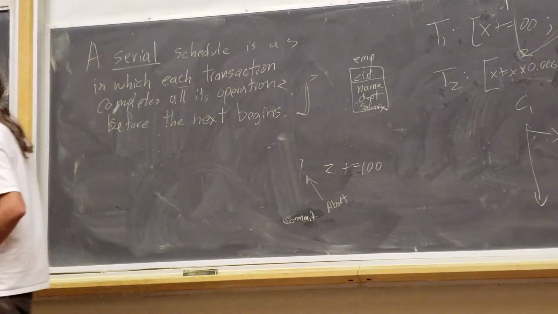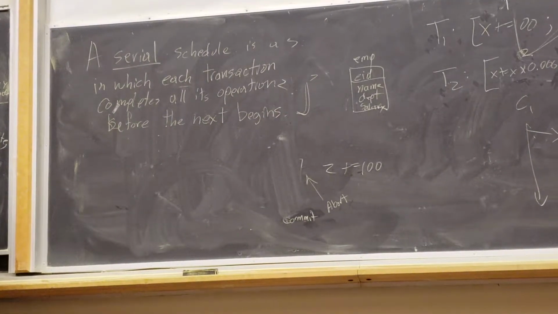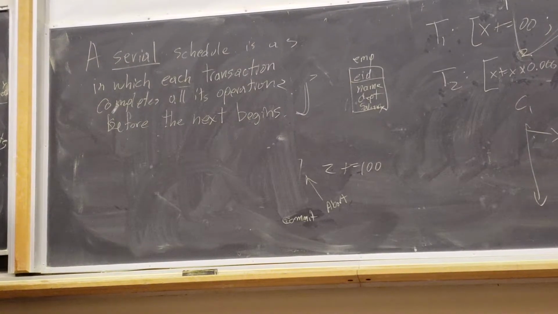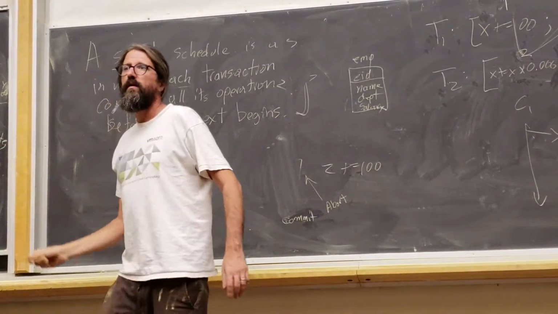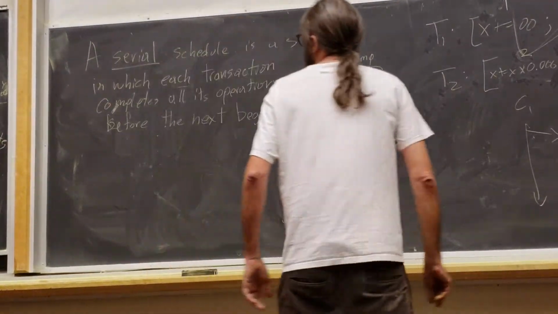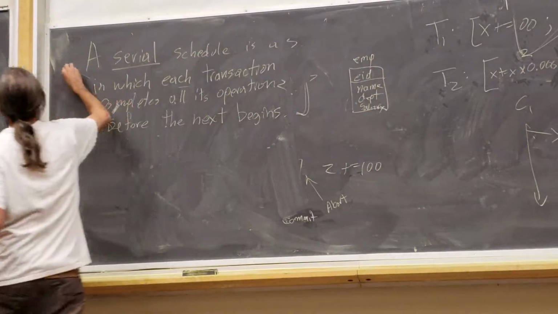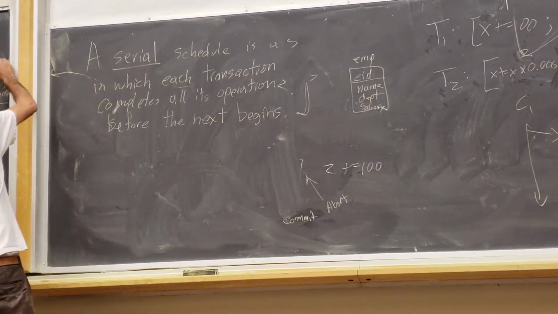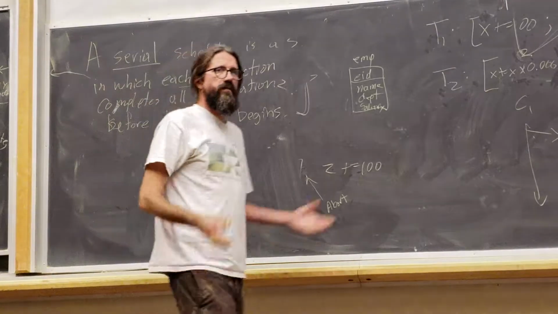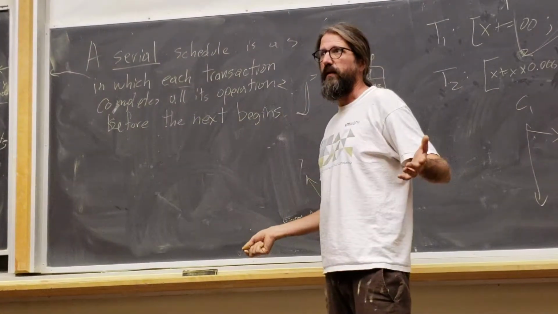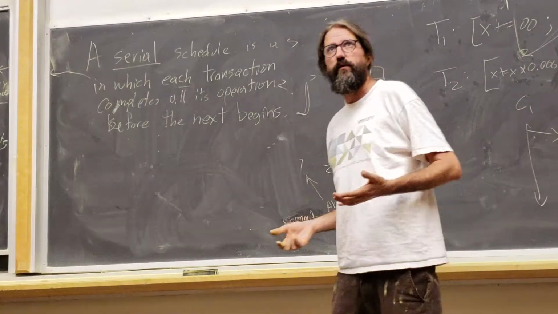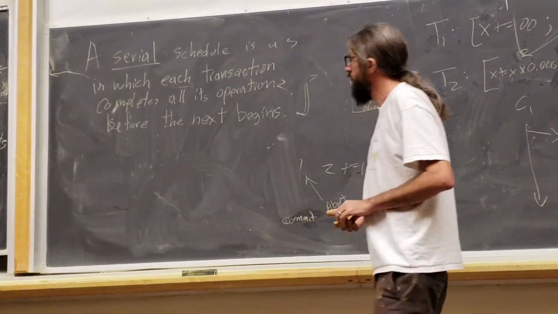Okay? So for example, this is a serial schedule. T1 does its first thing, T1 does its last thing, and then T2 does its first thing and its last thing. And then T3 comes along. This is a serial schedule. Why is a serial schedule good? Well, because that's the gold standard. That's what it would have looked like if there was no concurrency. Nobody stomping on anybody else's values.